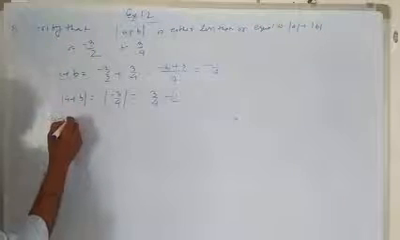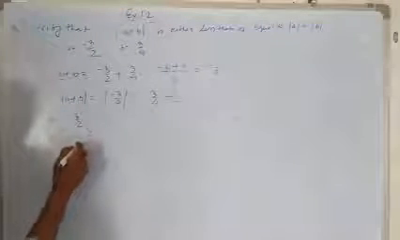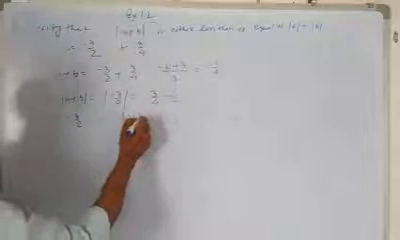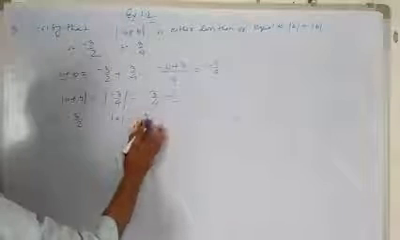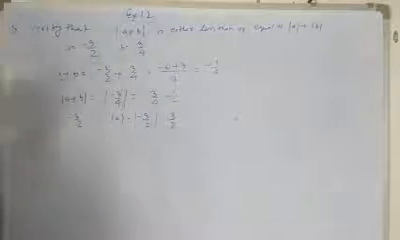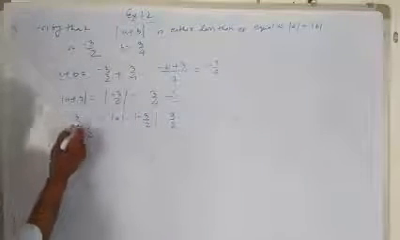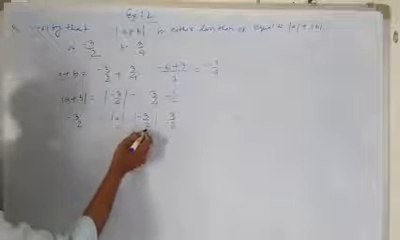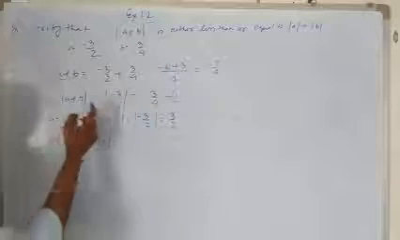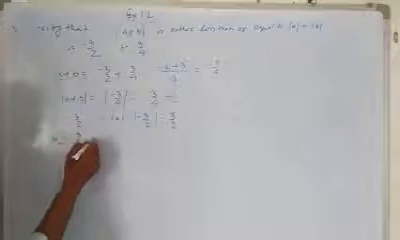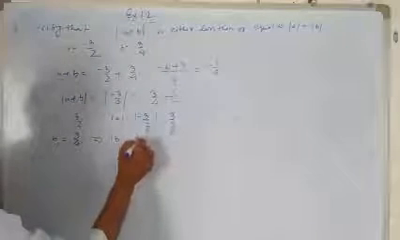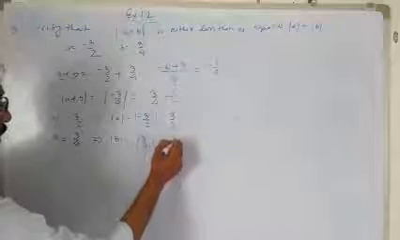Again, a is equal to minus 3 upon 2. So we write mod of a is equal to mod of minus 3 upon 2, which is 3 upon 2. Next, b is equal to 3 by 4. So we write mod of b is equal to mod of 3 by 4, which is 3 by 4.